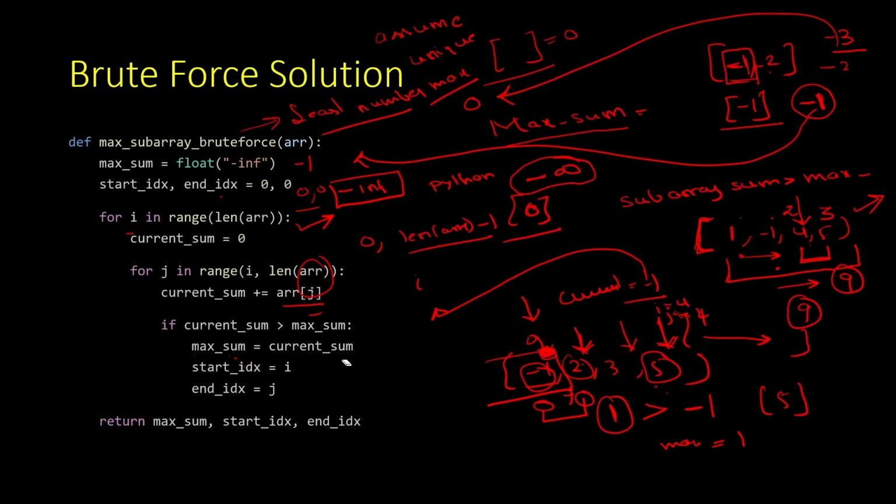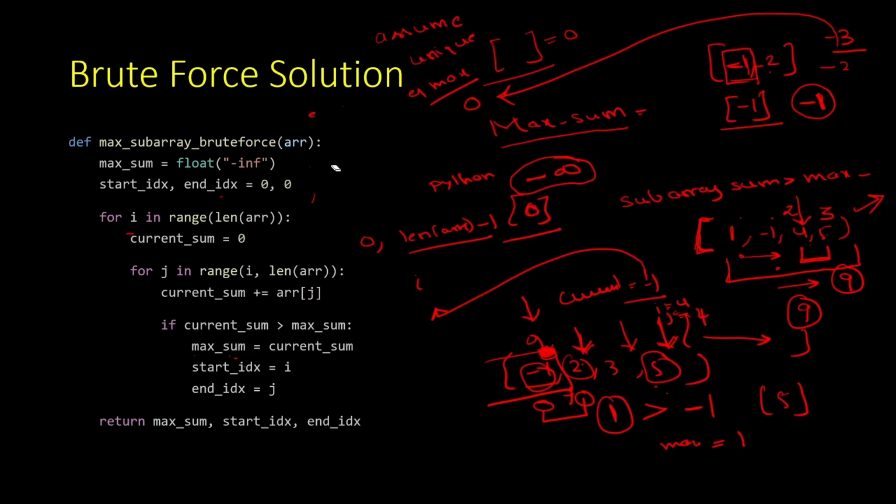So the brute force solution in this case is nothing but just finding all the subarrays and finding the sum of each. And if this sum is greater than maximum, then we would obviously update the maximum and update the start and end index also. Okay. So now in this case, what is the time complexity and space complexity?